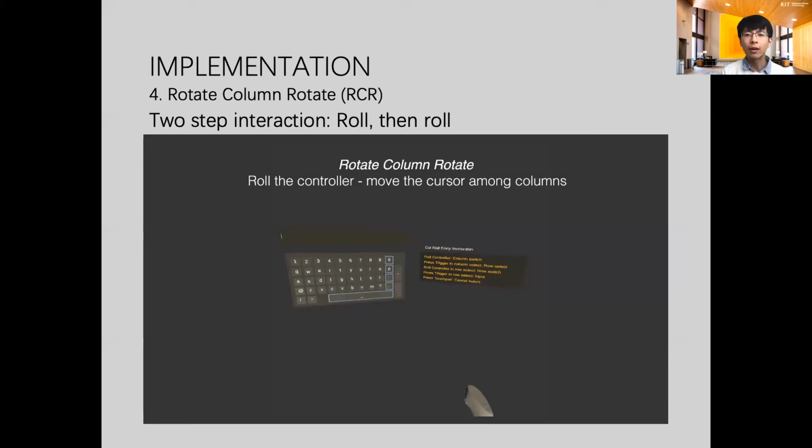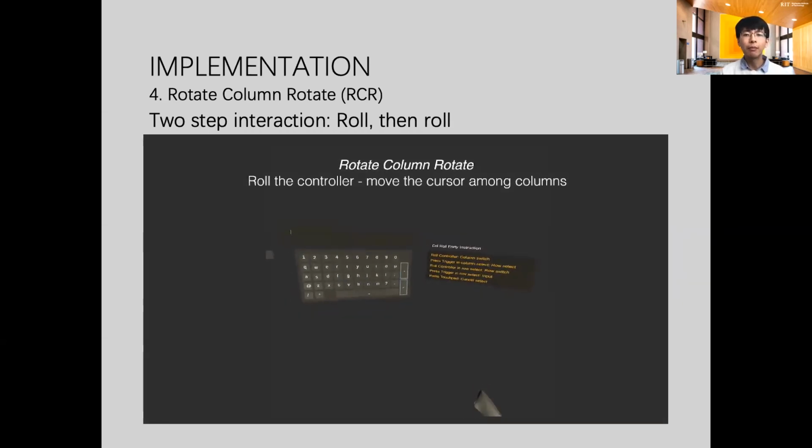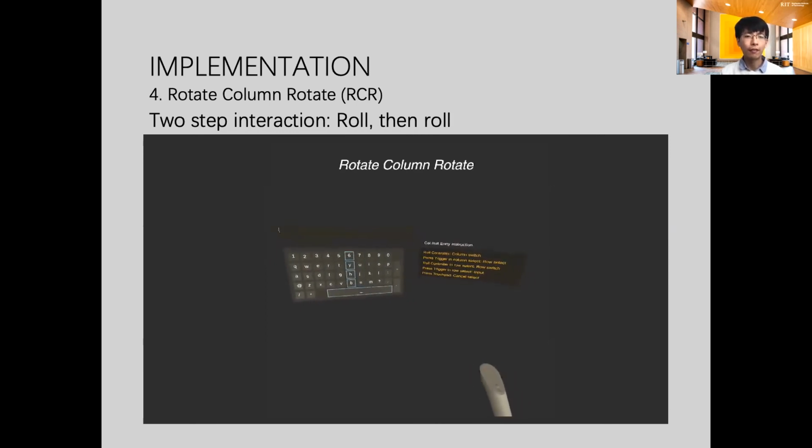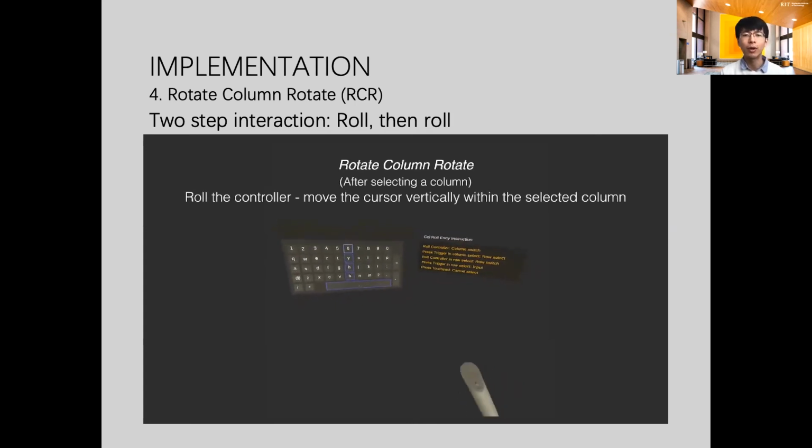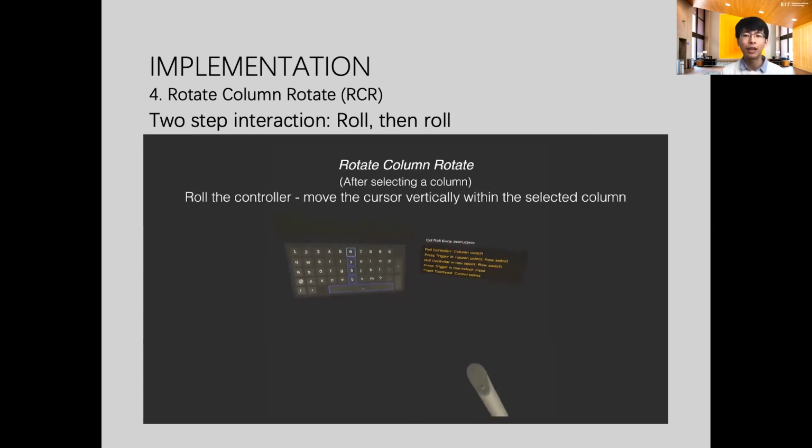The Rotate Column Rotate method also uses a 2-step interaction, which is roll and then roll. The user can move the cursor among the columns by rolling the controller. After they press the key to select a column, the user can roll the controller again to move the cursor within the column.